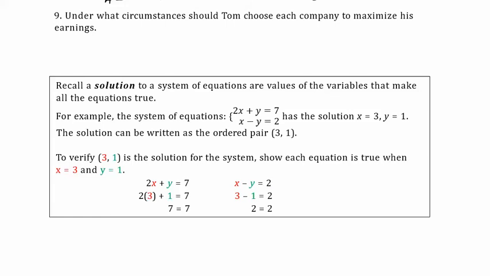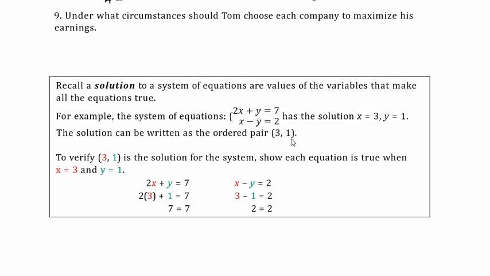Continue our discussion of system of equations. So remember that a solution to a system of equations are values, plural, of the variables that make all the equations true. So for example, if we had this system of equations, 2x plus y equals 7 and x minus y equals 2, that has the solution x equals 3, y equals 1. And we can write that solution as the ordered pair (3, 1).